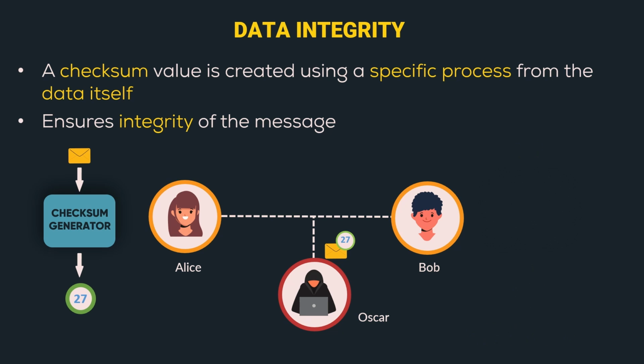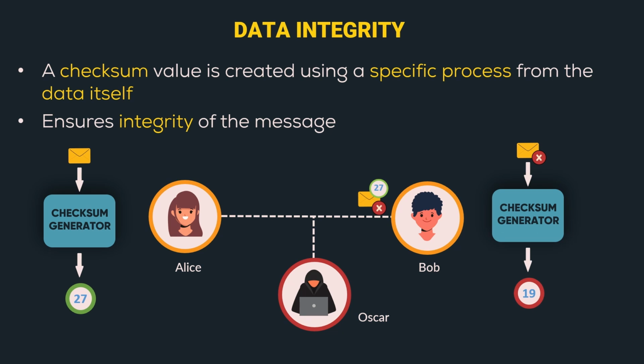Now suppose Oscar modifies the data and sends the modified data to Bob. Bob, as previously, will calculate the checksum value. As you can see, the two values are different, which implies that the data is modified. Hence Bob will simply drop the message as it is modified by an unauthorized entity. So we can see that the checksum value helps to detect any modification in the data, thus achieving the integrity security goal. So these were the first 4 security mechanisms. We will cover the remaining 4 in the next video.